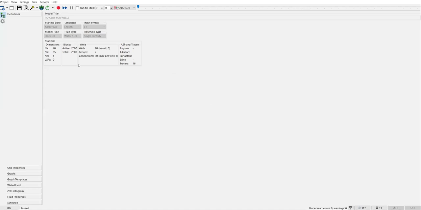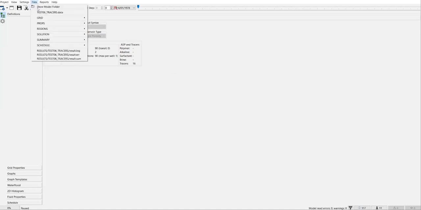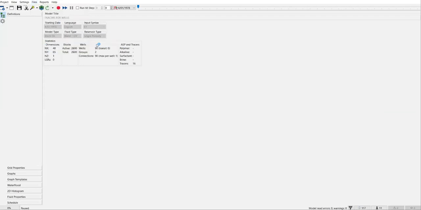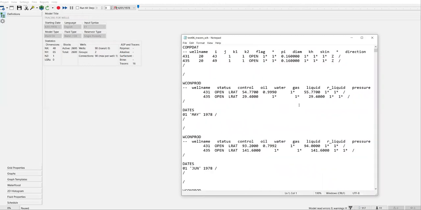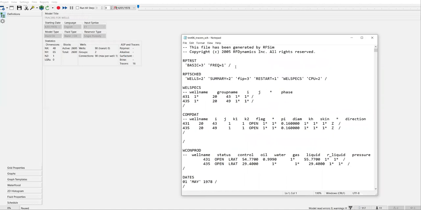All right, and let's go to the files again. The next important thing is schedule. Here we look at the scheduling of the well as well as the tracer injection. Of course, we put the tracer on the injection well, right?